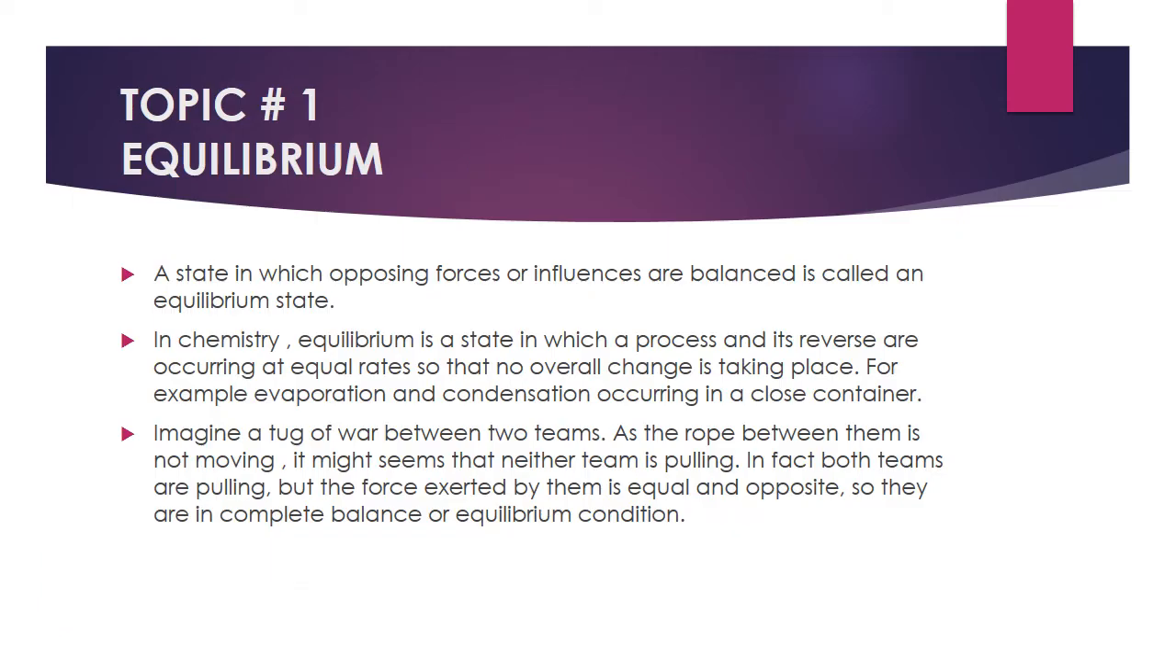Topic number 1, equilibrium. A state in which opposing forces or influences are balanced is called an equilibrium. When two opposing forces are balanced, it is called an equilibrium state. In chemistry, equilibrium is a state in which a process and its reverse are occurring at equal rates so that no overall change is taking place. For example, evaporation and condensation occurring in a closed container.